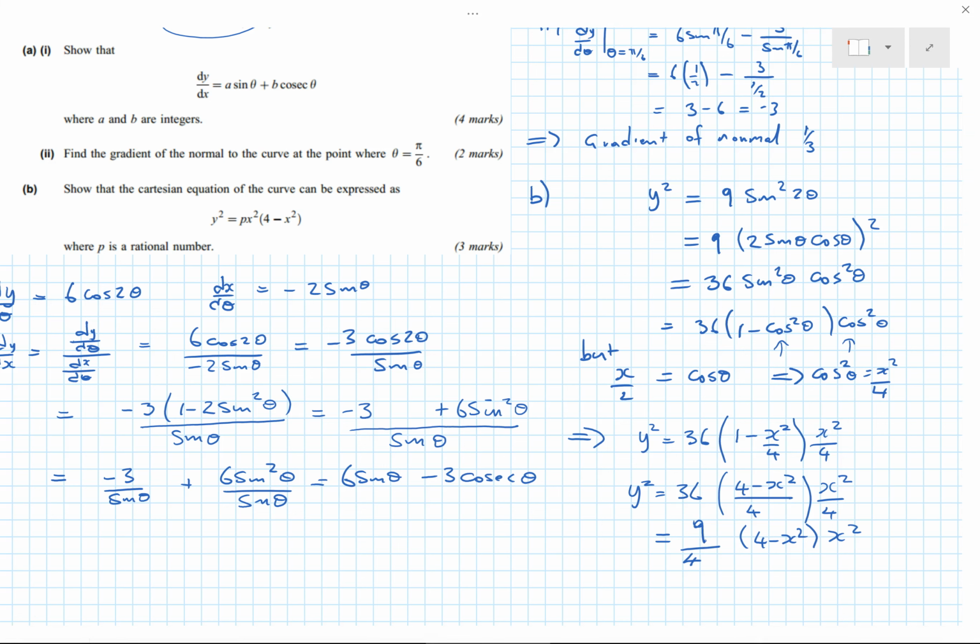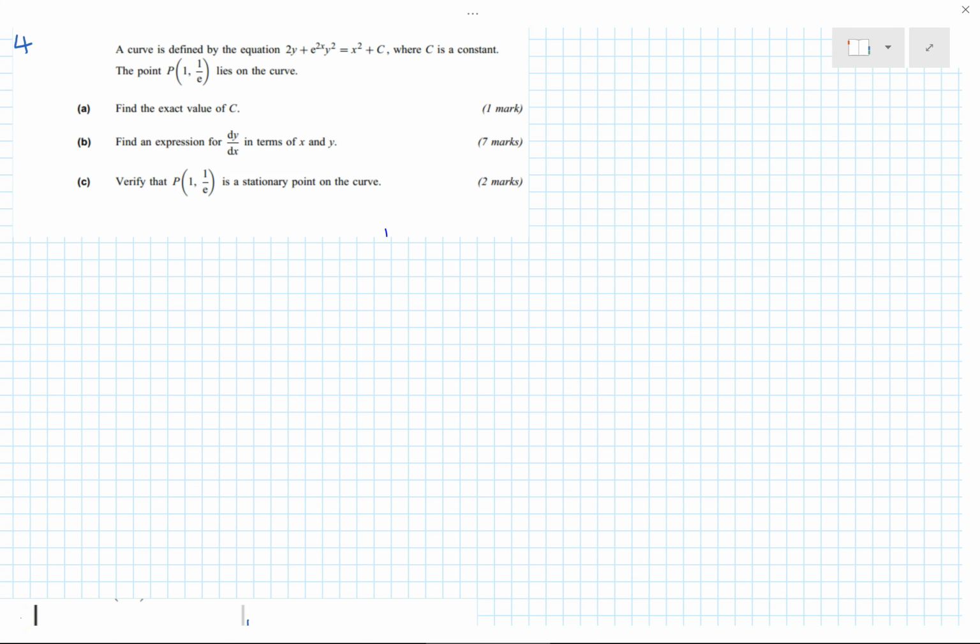Let's have a look at question 4. Okay, so this is implicit differentiation again. We're going to differentiate this expression with respect to x. So any x terms fine, any y you just have to put on a dy by dx to work with, so that you're differentiating it with respect to x. That's 2 dy by dx.